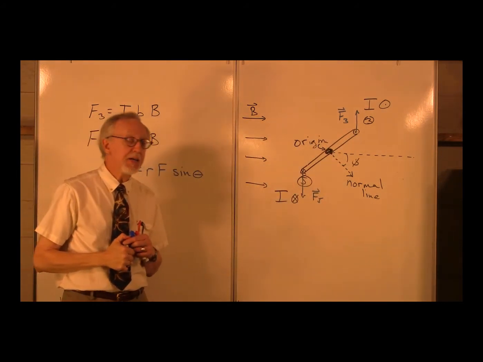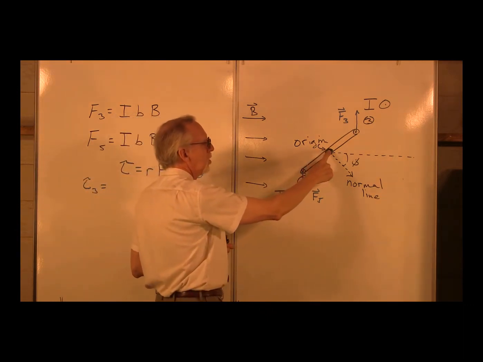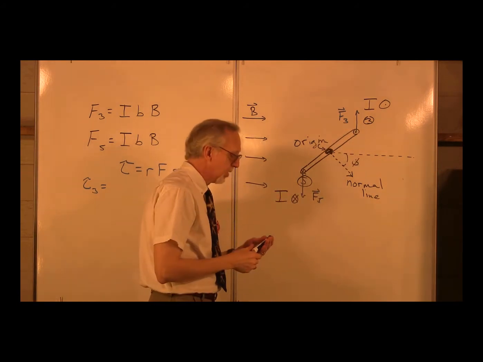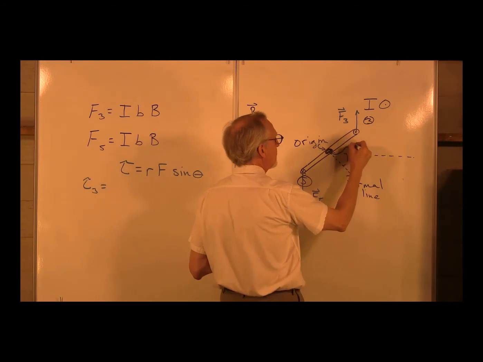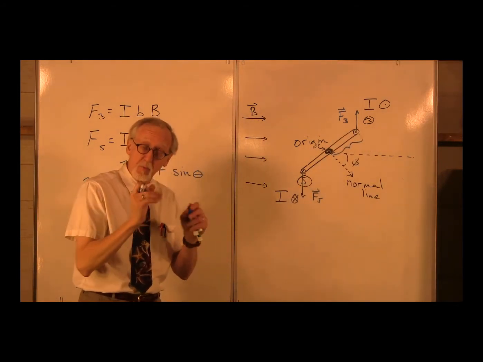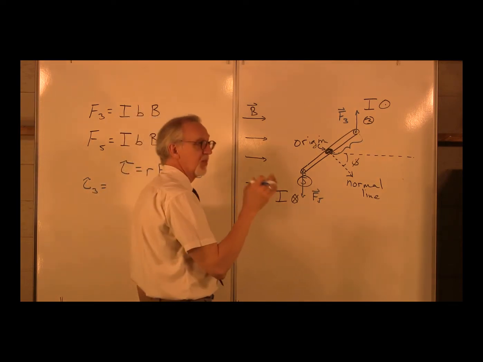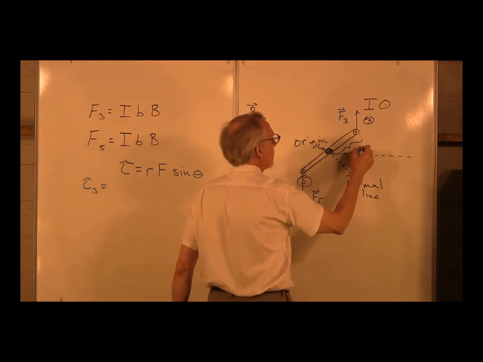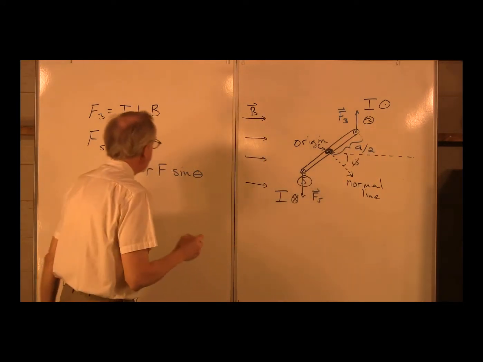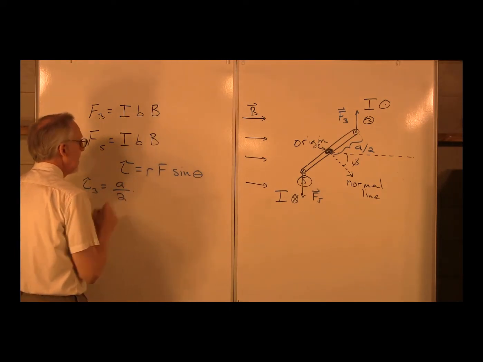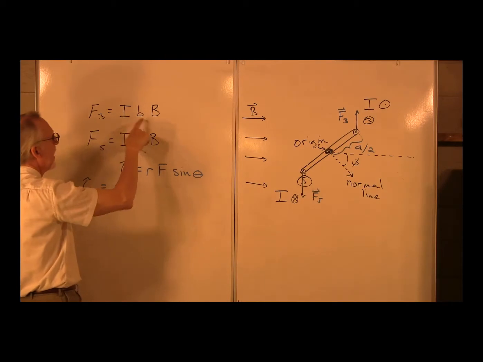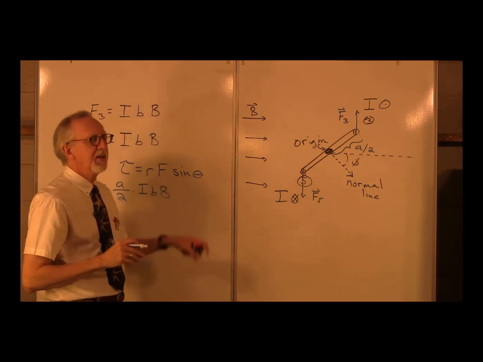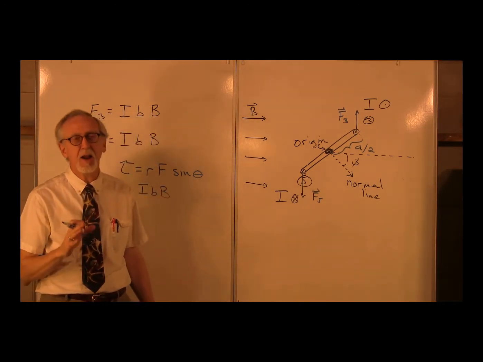So for F3, what is r? There's our origin. Where does F3 apply? It applies up here. So we need this distance. From our original diagram, you might remember that the distance from the center to section 3 is 1/2 of the width, and the width was a, so this is a over 2. So r is a over 2, times F. F is I b B, and then sine theta. What is theta? Theta is the angle between r and F.